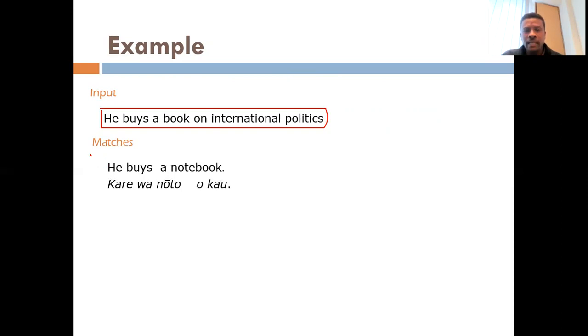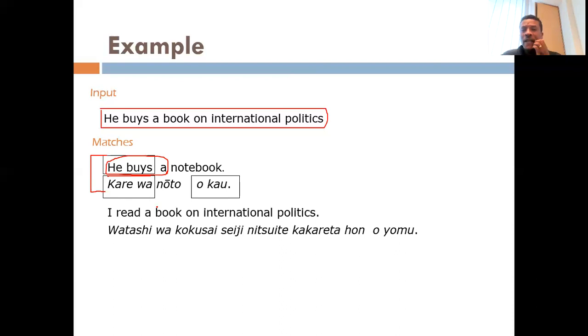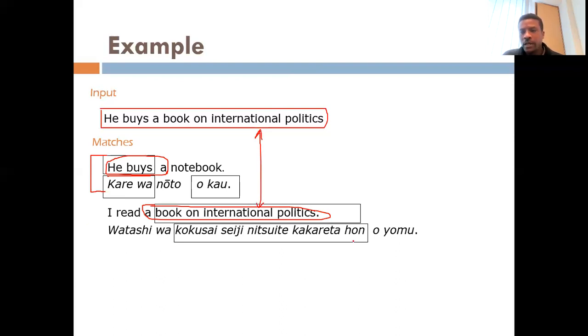For example, in the bytext, "he buys a notebook" is found. So at least some part of it is already here: it has found "he buys". It extracts "he buys" separately. Then there is another example in the database which says "I read a book on international politics". So "a book on international politics" is the segment that is found, and it takes its translation too.